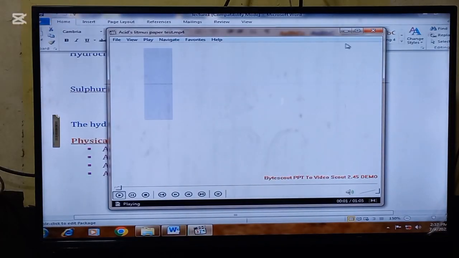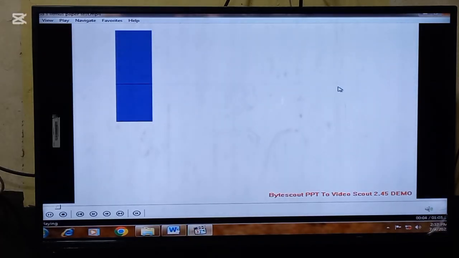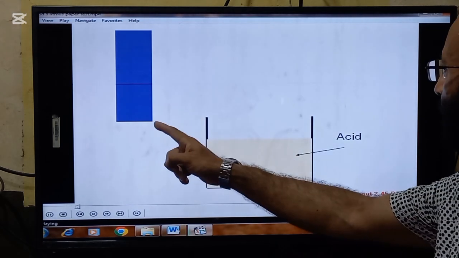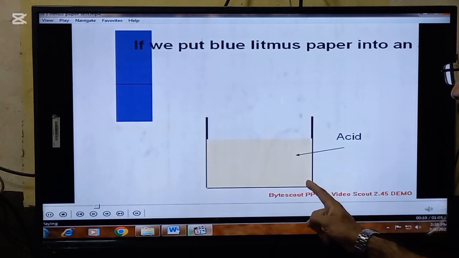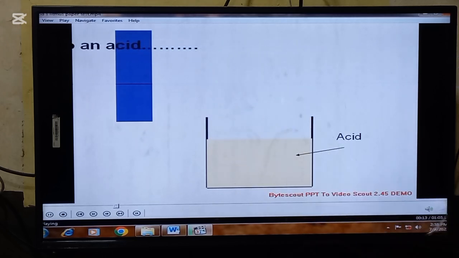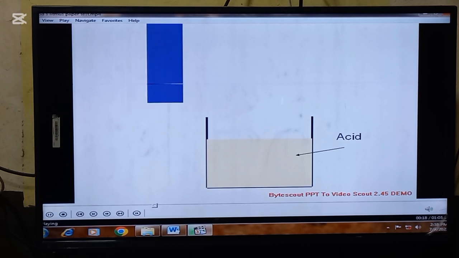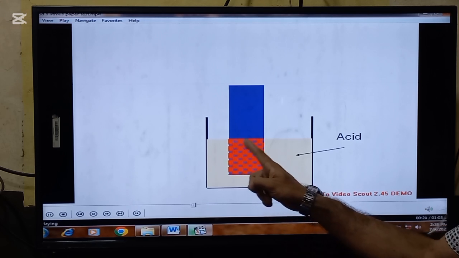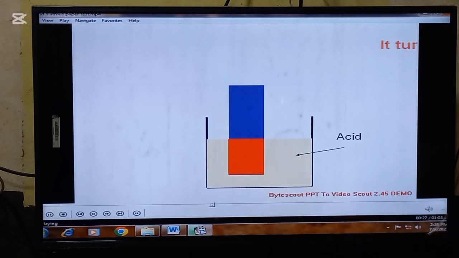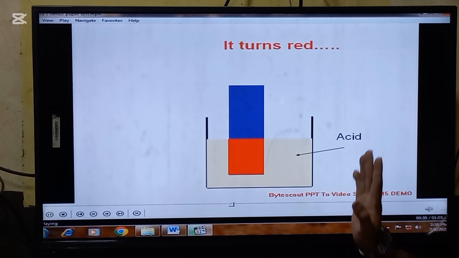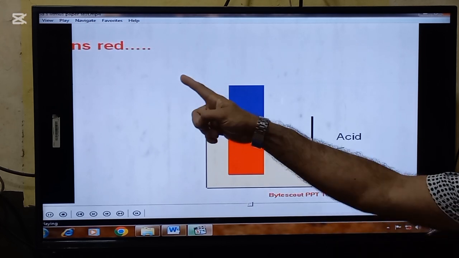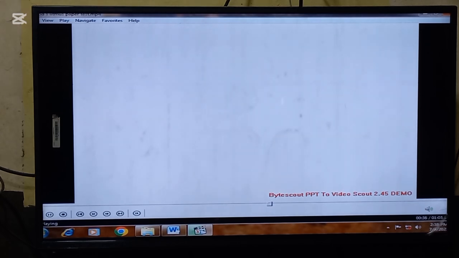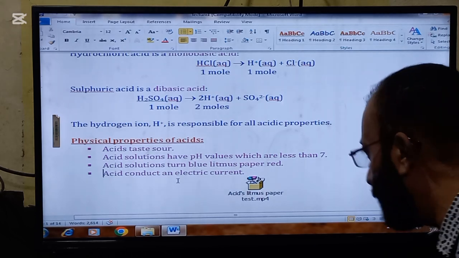So watch it now. When blue litmus paper is dipped into acid, so look now. So it is going to be dipped into acid. It will turn red. So look now, the portion which is dipped into the acid will turn red. So this is the property of the acid. So it is confirmed that this liquid is acid. It turns red. So this is the property. Okay. Move on.